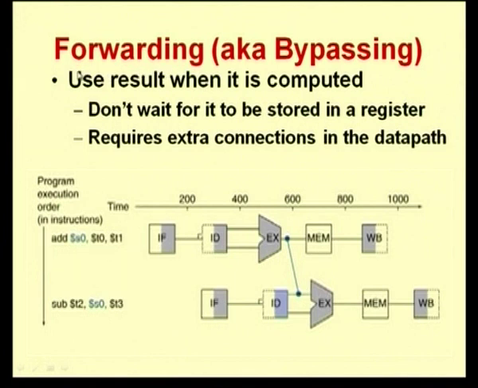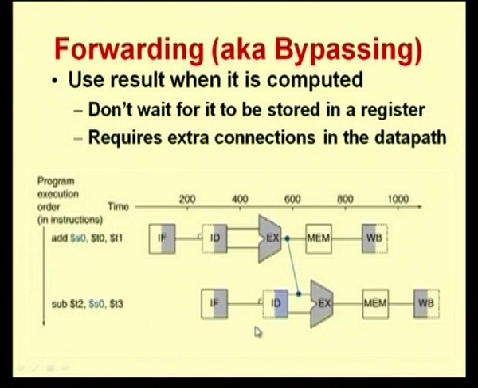So, we just said that the idea of forwarding is that we use the result as soon as it is computed and do not wait for it to be stored in the register. And of course, for this we introduce a new extra connection in the data path. So, what is it that we need to do therefore? So, you can see what will happen here. So, I have my add instruction coming in the first clock cycle. In the next clock cycle, I allow my sub instruction to be fetched.